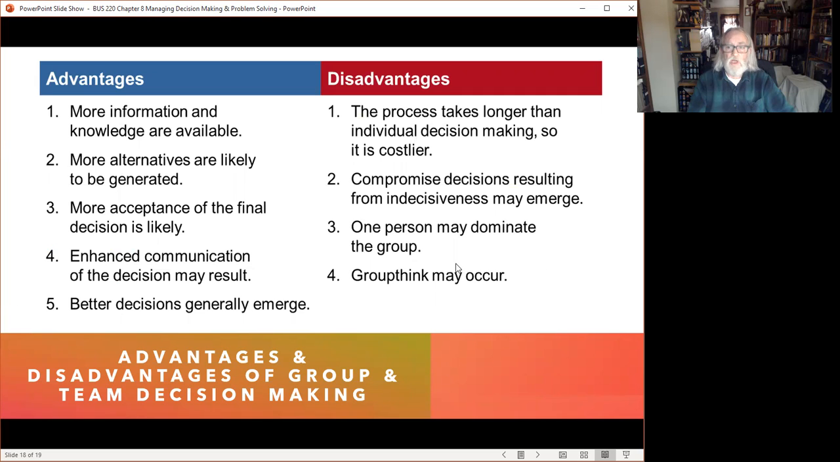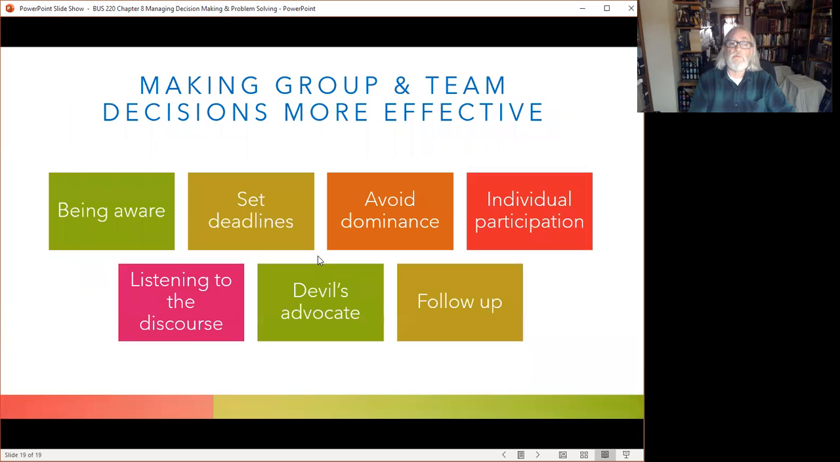But everybody agreeing, easy agreements, always everything going so smooth. Sometimes that doesn't always sound right, but it can happen. And so you do have to be careful of that as well. It is a big downside of working in groups. So you want to make your group and team decisions more effective.